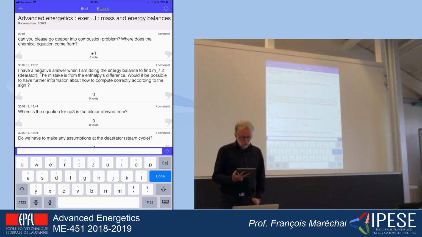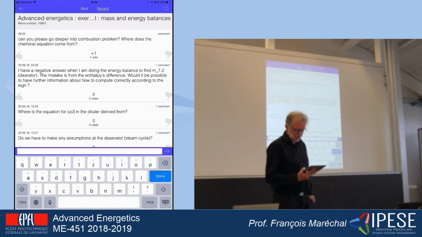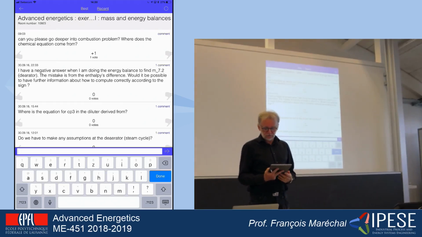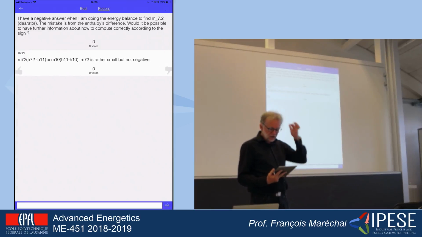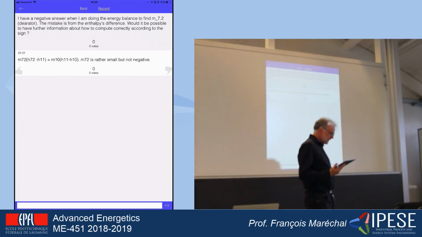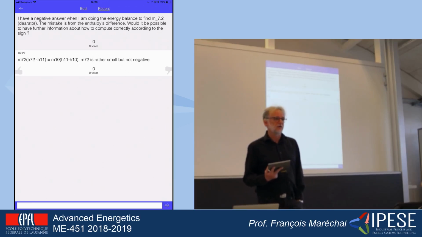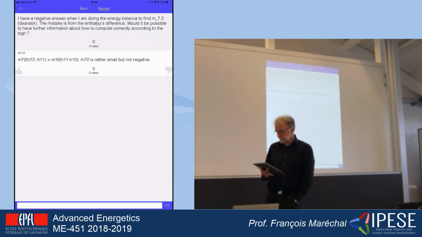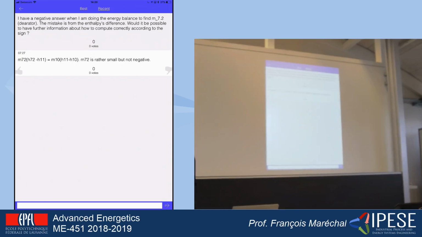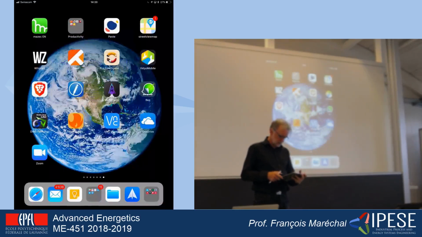The second question was the problem of having a negative answer when doing the energy balance in the deaerator, and Francesca gave an answer, in fact. The value is small, but it should not be negative, which means that you have to take care about the enthalpy differences, or the flows, with enough decimals. That would then give you the answer. So what is happening at the level of the deaerator, and I will switch to the other application here.